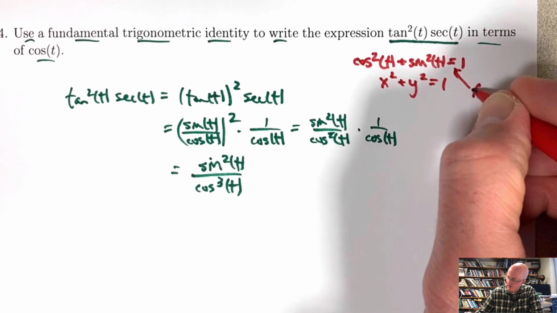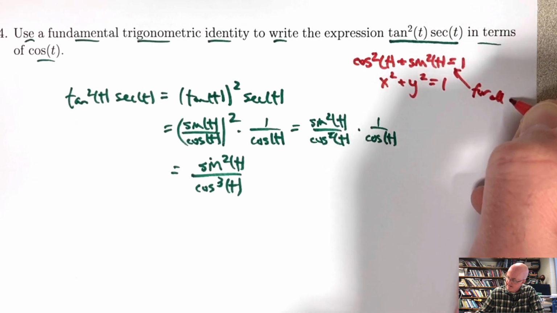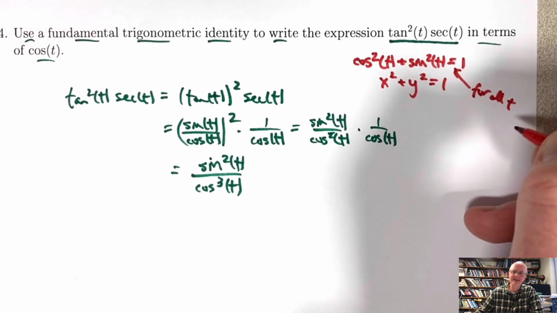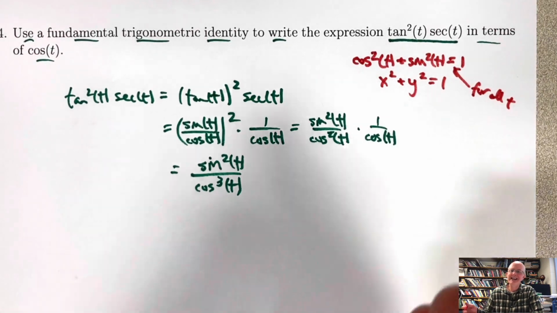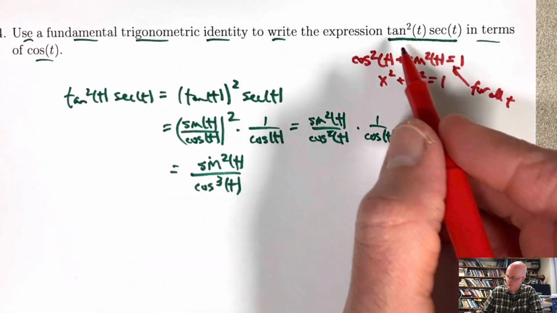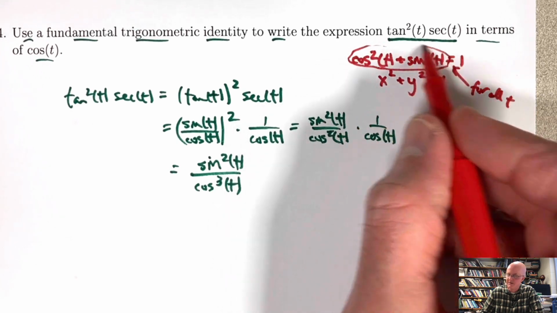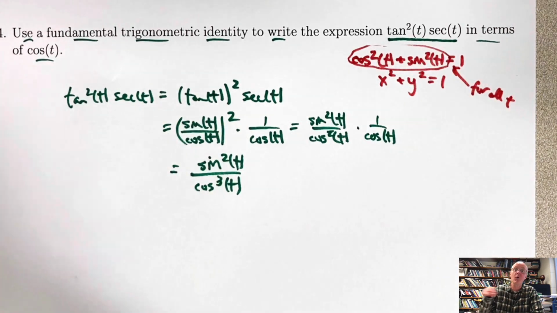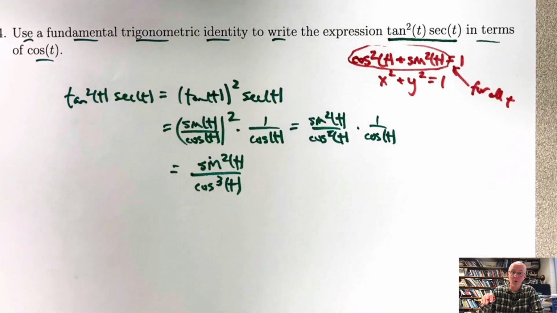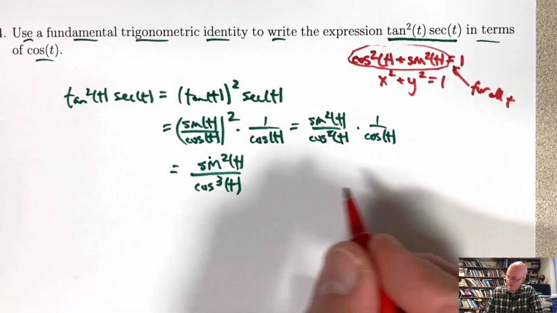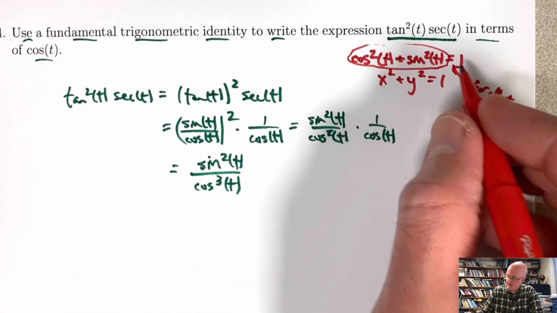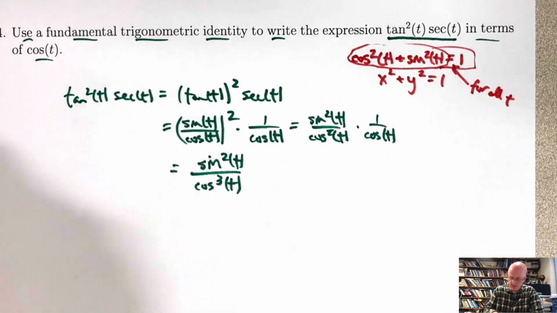It's true for all t. It doesn't matter what t is. It's not an equation to solve. It's an identity. It's true for all t. If you graph cos squared t plus sine squared t with your calculator, you'll get a horizontal line with output 1. It's amazing. That's what we want to use here. That's the fundamental trigonometric identity that they are really most referring to here.